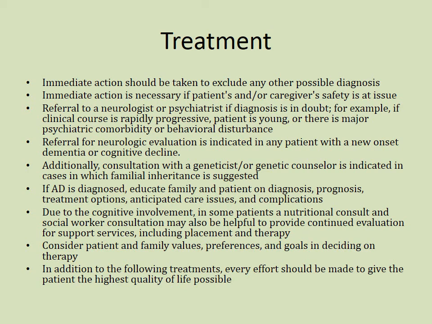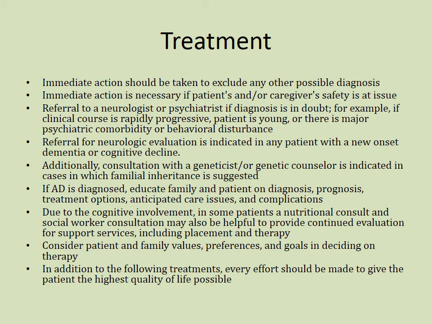You need to go ahead and refer as soon as you can, especially if the patient's younger, or if you think for any reason at all that there is a psychiatric comorbidity or a behavioral disturbance. You may want to send to a neurologist or a psychiatrist, but I would probably myself choose to send to a neurologist. And you need to do that for any patient with new onset dementia or any patient who has any type of cognitive decline. Now, if there is a family history of Alzheimer's, then especially in a younger patient, that's when you may start thinking about consultation with a genetic counselor, those kinds of things.